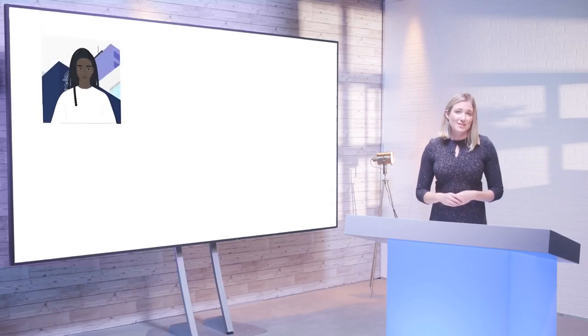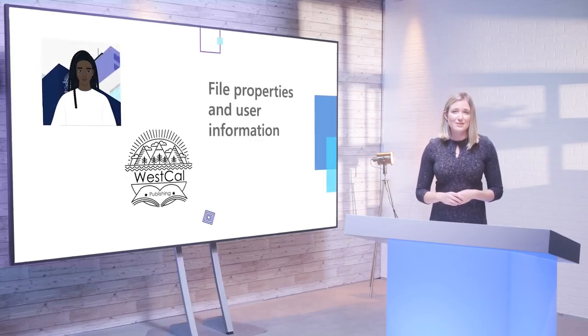Grace needs to share a document with a client. It is the first time that the document will be circulated outside of the WestCal organization. Grace has worked on the document, as have her teammates. It has been in production for some time, and it is likely to have accumulated many properties. These properties can include who authored the document, date information, and more.